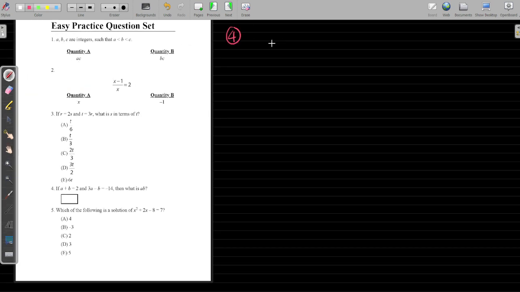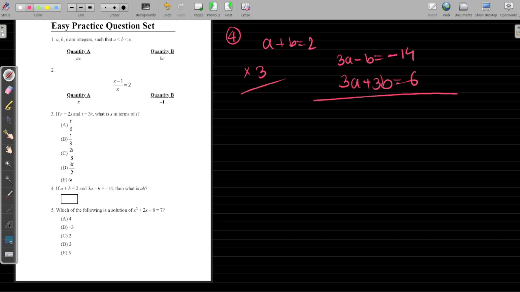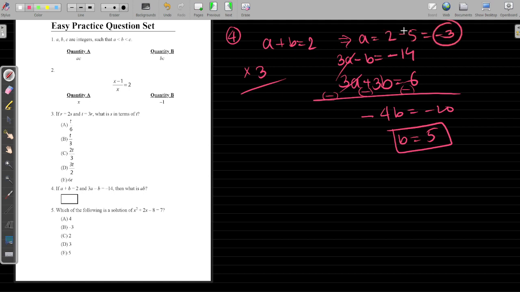Now I am going to solve question number 4. Question number 4 is a plus b equals 2, and 3a minus b equals minus 14, right? So if I multiply this equation by 3, I will get 3a plus 3b equals 6. Now I subtract, so the sign will be reversed. I'll get minus 4b equals minus 20, then b equals 5, right? If I place this value of b here, then a equals 2 minus 5, that means minus 3. So our answer will be minus 3 and 5.